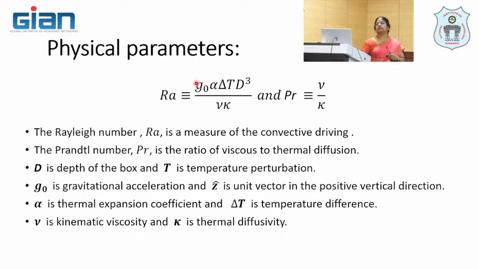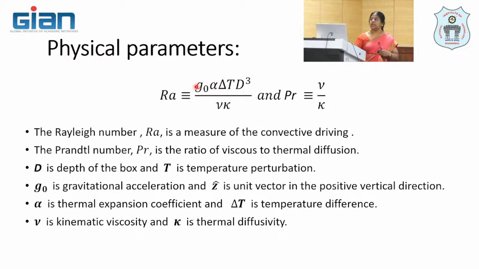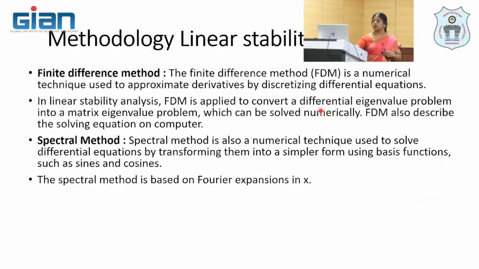G naught, that is, G is the gravitational vector, and we are considering it only in the z direction, and alpha is the thermal expansion coefficient. Delta T is the temperature difference between the bottom and top layers. Then D is the depth of the layer, nu is the kinematic viscosity, kappa is the thermal diffusivity, and Pr is defined like this. These are the basic things. Now let us move on.